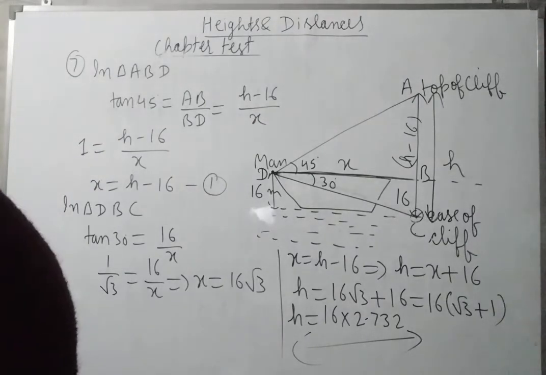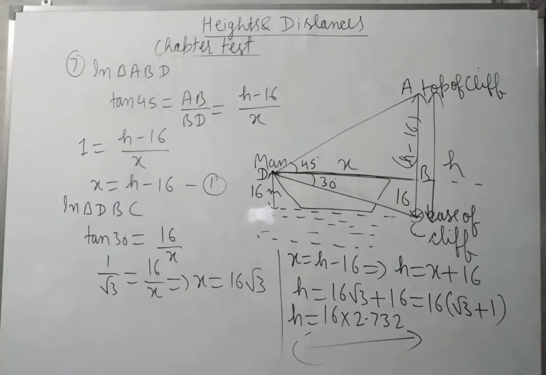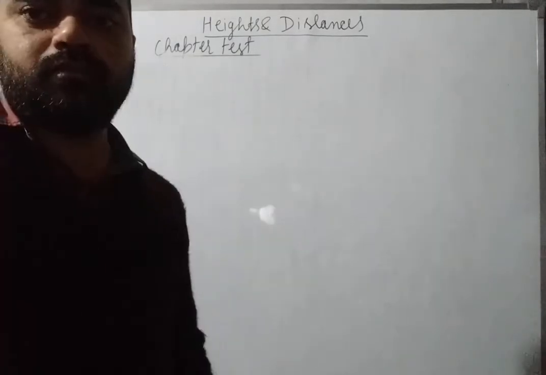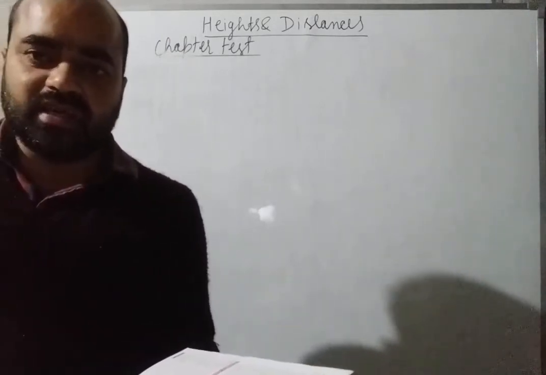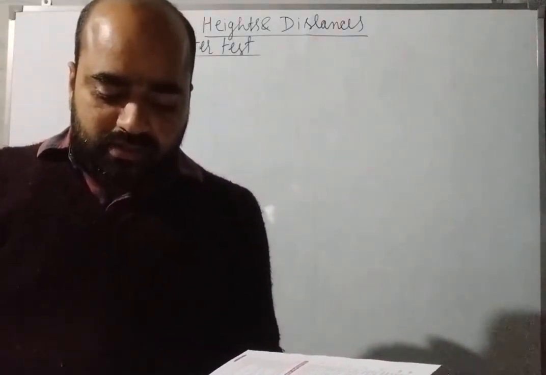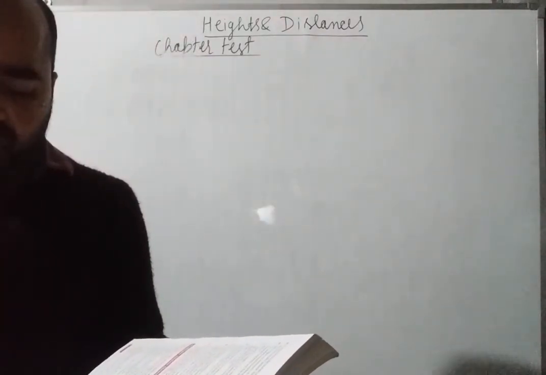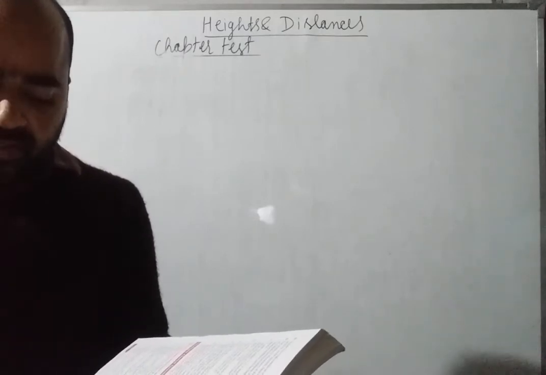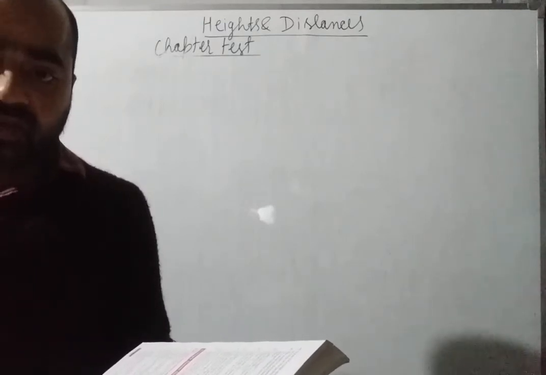Next, one last question, question number 9. Very good question it is. We can take 8 also, no problem. So next we will take both 8 and 9. Question number 8: there is a small island in between a river 100 meters wide. A tall tree stands on the island. P and Q are points directly opposite to each other on the two banks and in line with the tree.